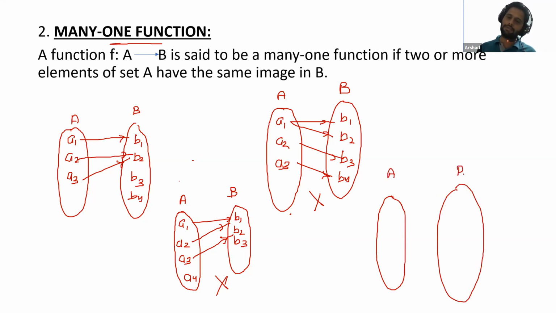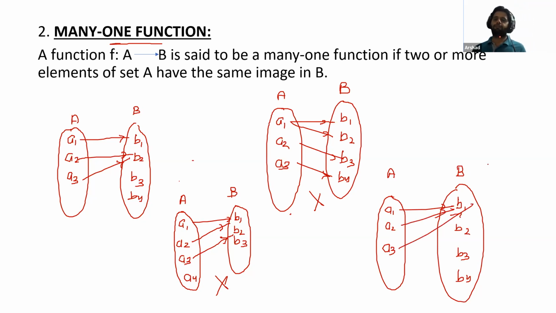Okay, this is set A and this is set B. We have the elements A1, A2, A3, and we have the elements B1, B2, B3, and B4. A1 is linked with B1, A2 with B1, and A3 with B1. Okay, everyone please reply to me on the chat box. Is this a many one function or not?